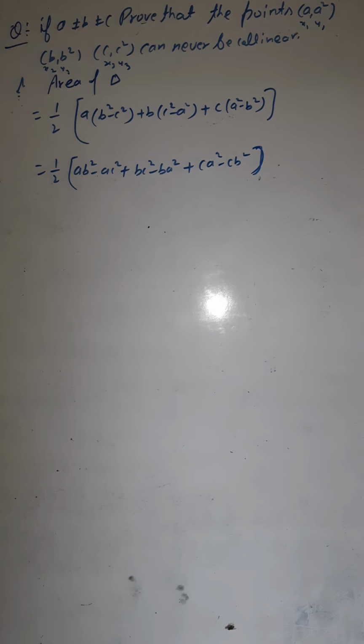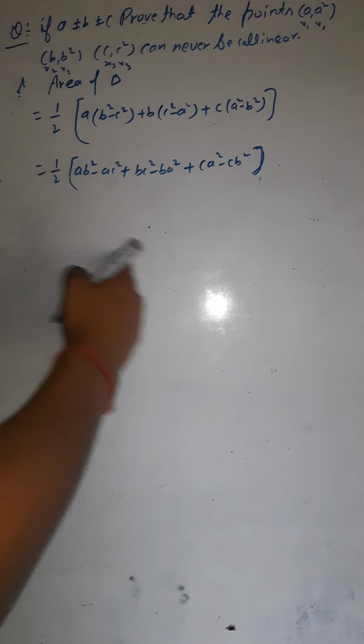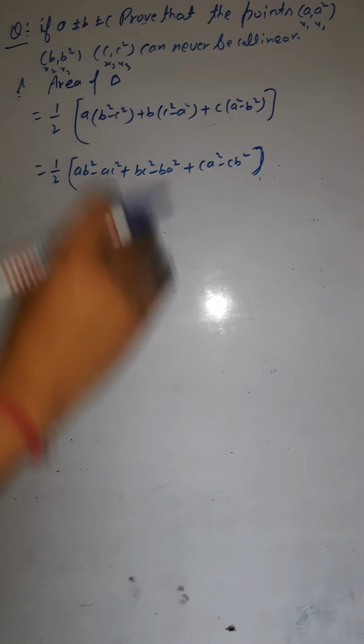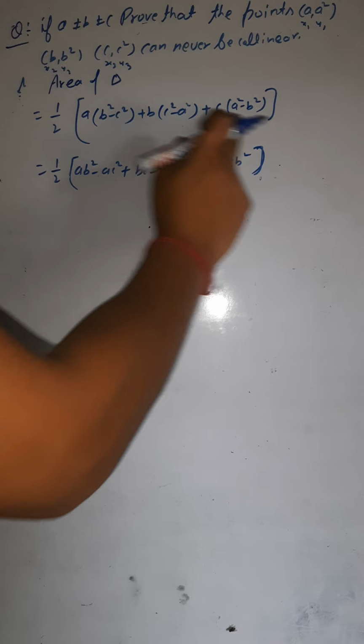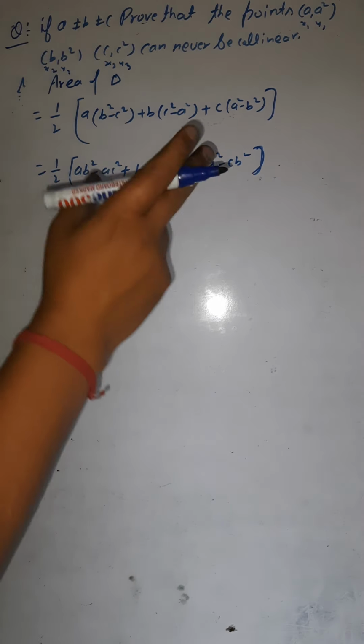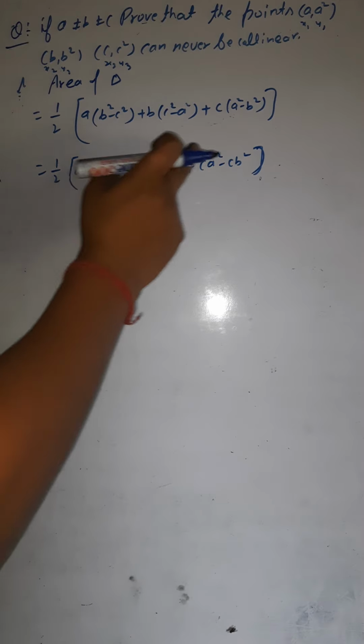Can you cut anything here? ac square, nothing you can cut here. Now if you see, if this all becomes 0, then the given points would be collinear. So how would this complete expression become 0? It would become 0 if and only if a, b and c are all equal.